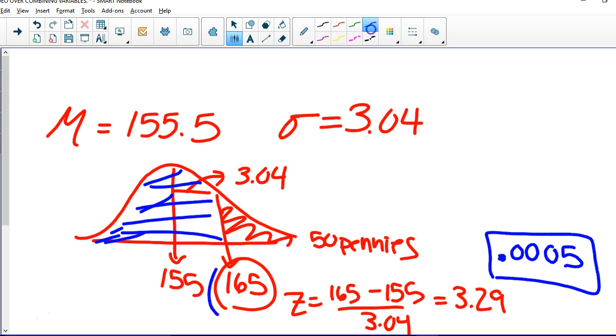Is it likely that this will happen? No, it is not likely. Why? It's unlikely because it's under 5%.